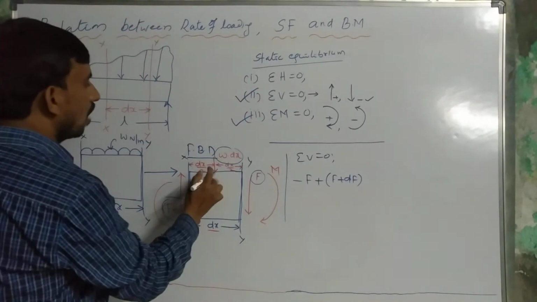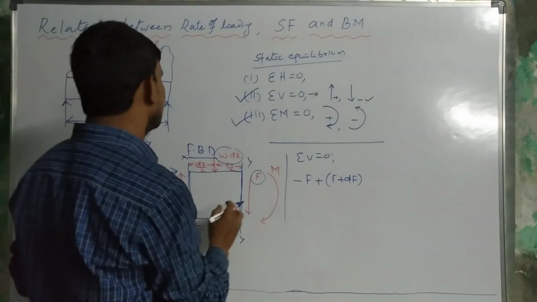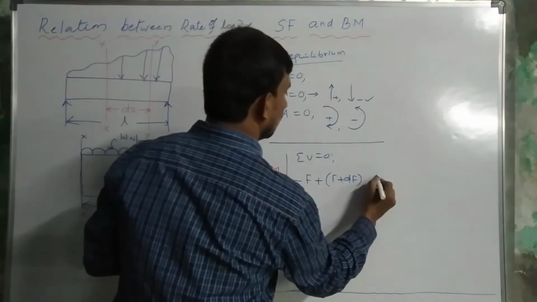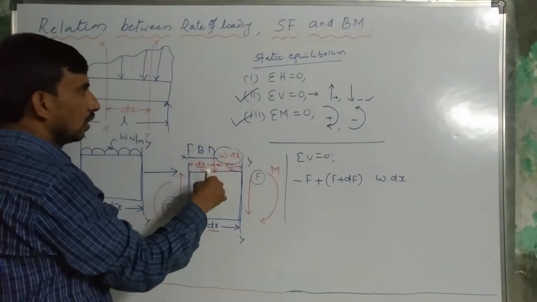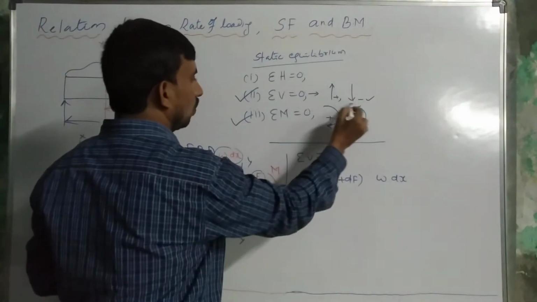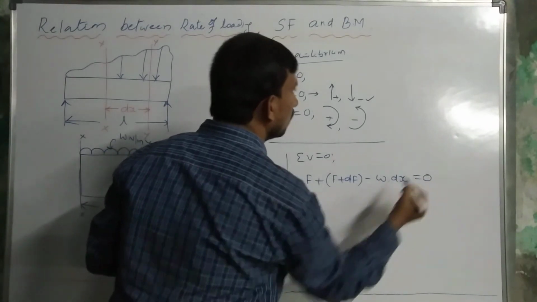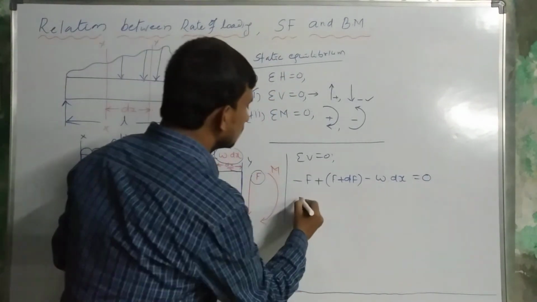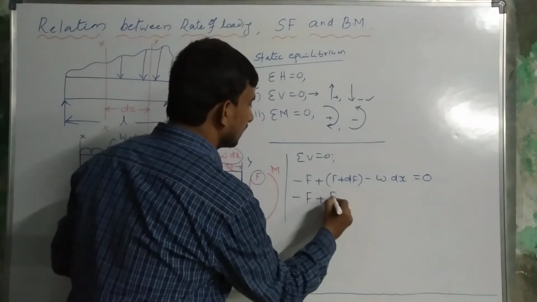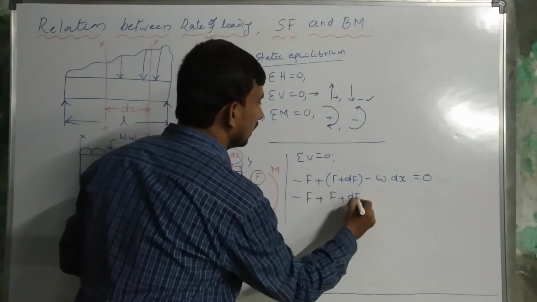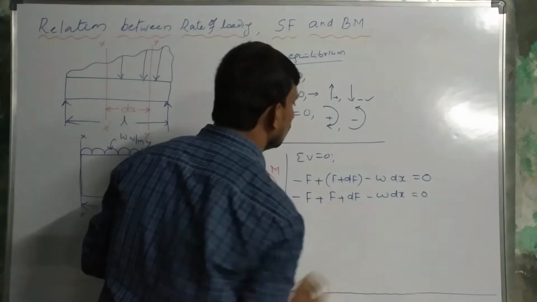Then I have another point load, which is acting dx by 2 distance from the sections XX and YY. That is W into dx, acting vertically downward. As per my sign convention, vertically downward forces are negative. So this is equal to 0. Here I will simplify this: minus F plus dF minus W into dx equal to 0.